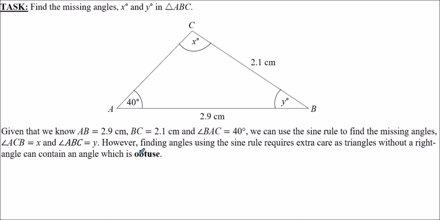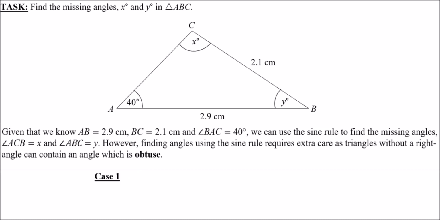However, finding angles using the sine rule, like I've said, requires extra care, as triangles without a right angle might contain an angle which is obtuse. So let's just consider the two possible cases carefully. First of all, let's think about case 1, and let's work with the sine rule as we know it. We need to find both angle x and angle y.